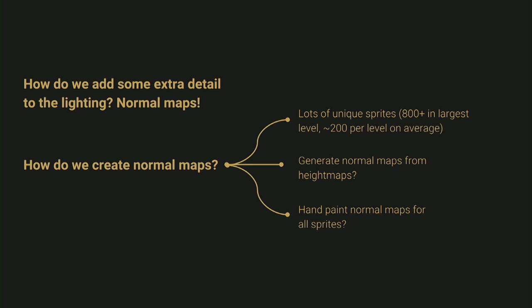So we've got a lot of unique sprites in our game. Over 800 in our largest level, and then around 200 per level on average. And we do have a lot of levels in our game. So then how could we create normal maps for so many different assets? Do we generate them from height maps? Do we just create them all by hand? And so we decided to look into a few different approaches.